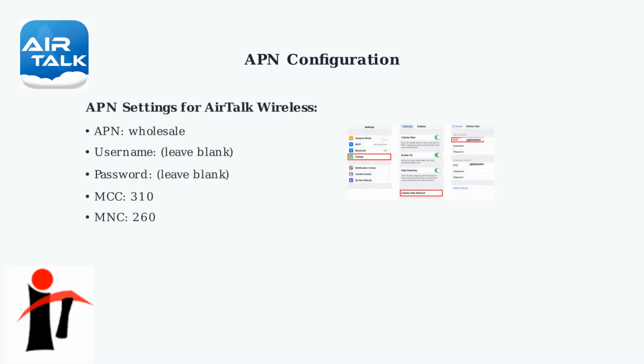For AirTalk Wireless, you need to enter specific APN settings. Navigate to your phone's network settings and configure the following values carefully. After entering these settings, save the configuration and restart your device. This allows the new APN settings to take effect and establish a proper connection to the network.